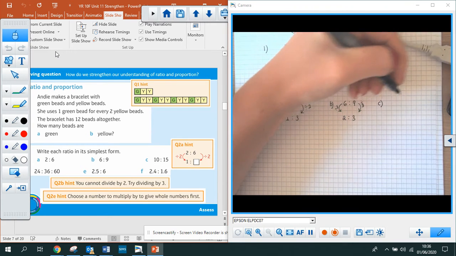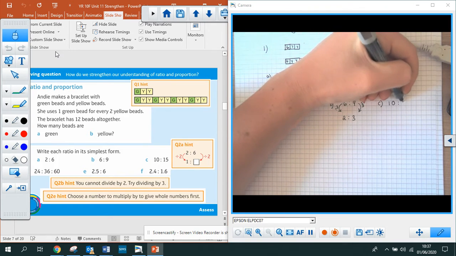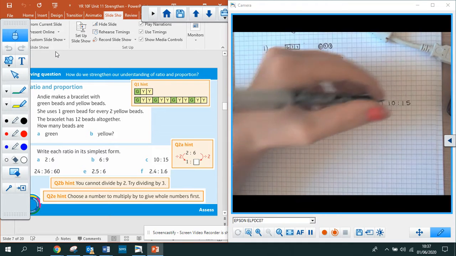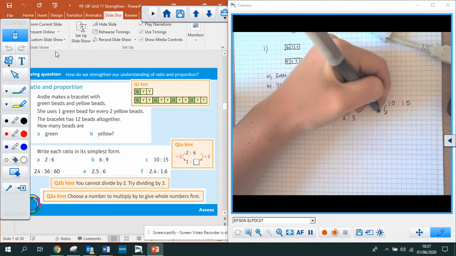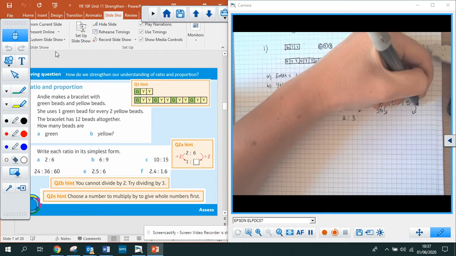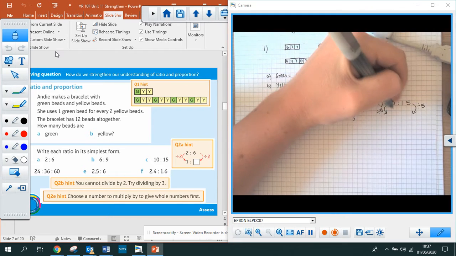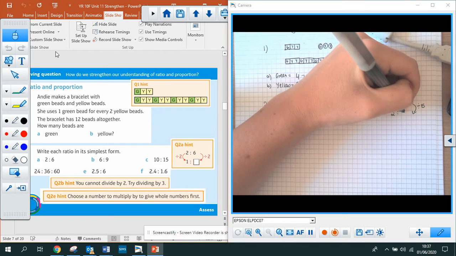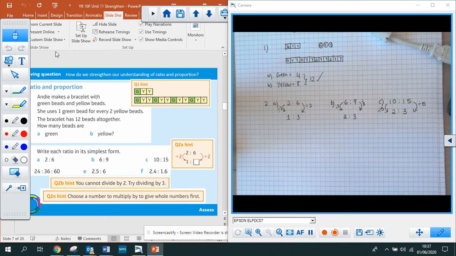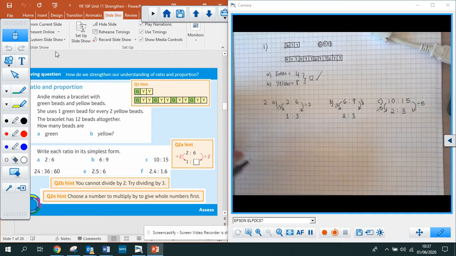Part C, we've been given 10 to 15. We needed to divide both sides by 5. They're both divisible by 5 because they end in 0 and 5. So I divide by 5. 10 divided by 5 is 2. 15 divided by 5 is 3. And your answer there is in its simplest form.